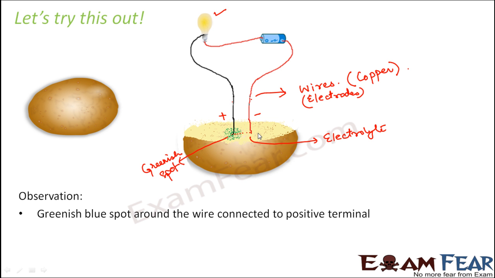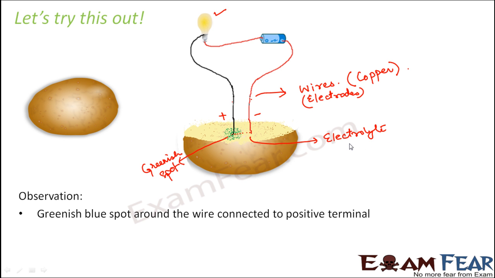Now what happens is, when current flows, electrons move from one electrode to another electrode. So these chemical reactions lead to current, and potato being the electrolyte, it facilitates the transfer of copper ions in the solution. So the copper ions actually move through the solution, and due to the deposit of these copper ions, the greenish blue spot is seen on this electrode.